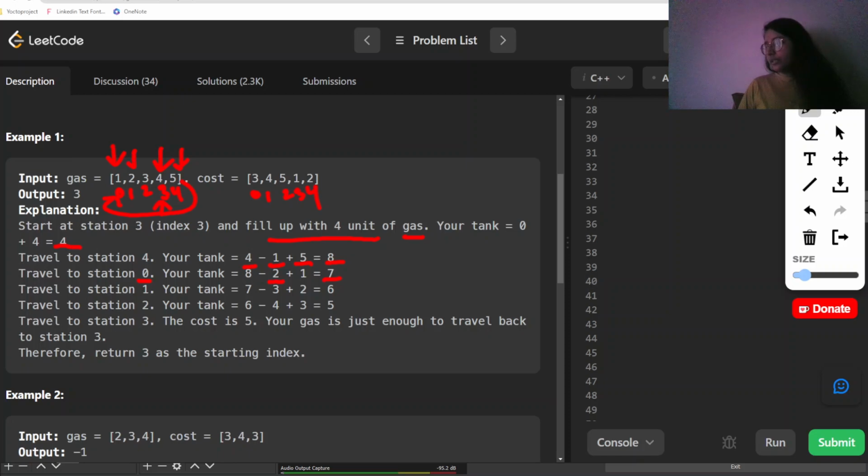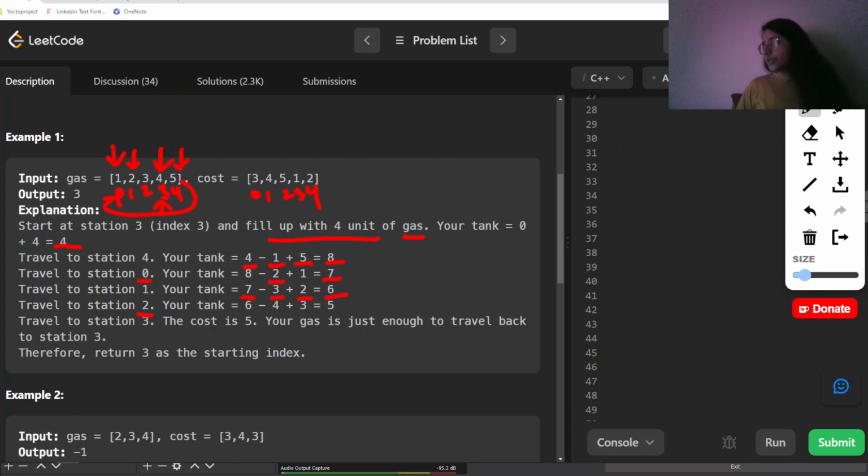Then if we travel to this first index station, till now we were having 7, minus 3 because this is the third station from our starting station, and then adding 2 which was there at this particular station, and then finally we are having 6 as the gas present in our tank.